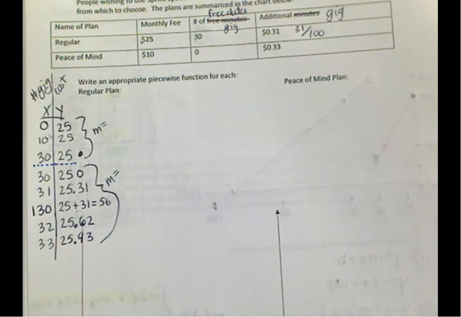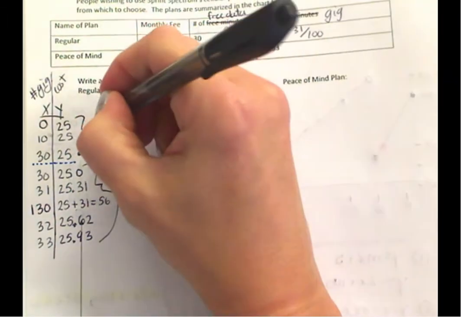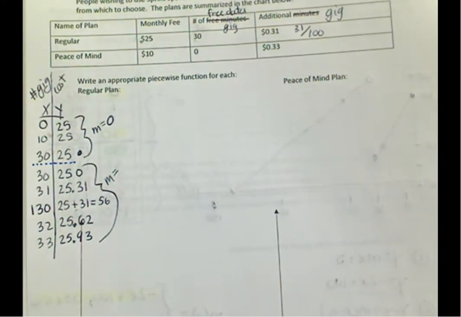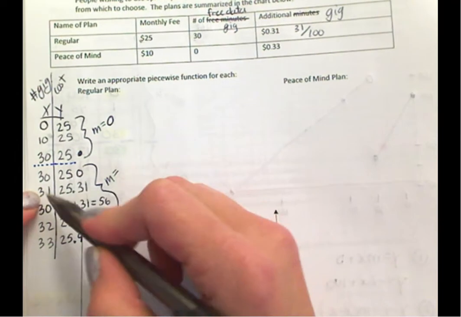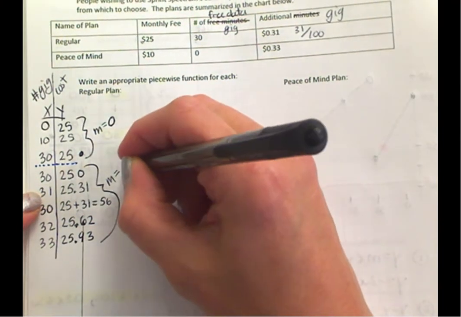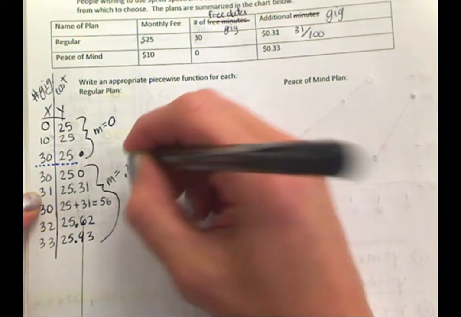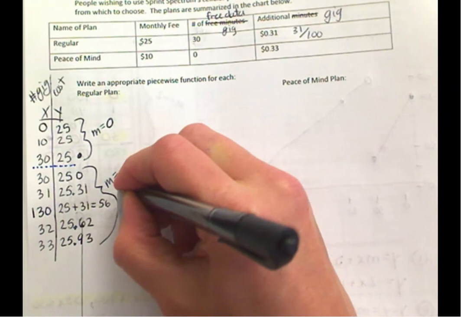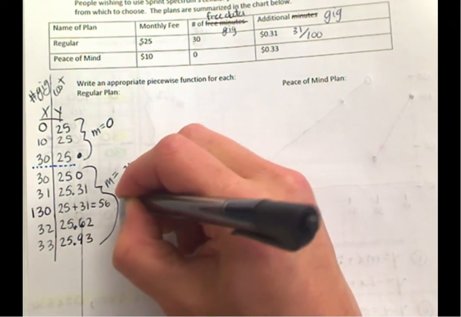Yeah, I heard it. Slope is 0. Yeah, that's true. Slope is 0. Yeah, it's not changing. Slope is 0.31. I prefer fraction, so write that as a fraction. 31 over 100.